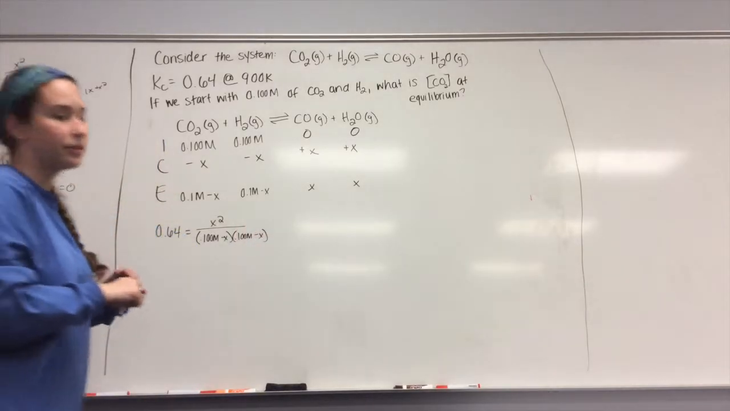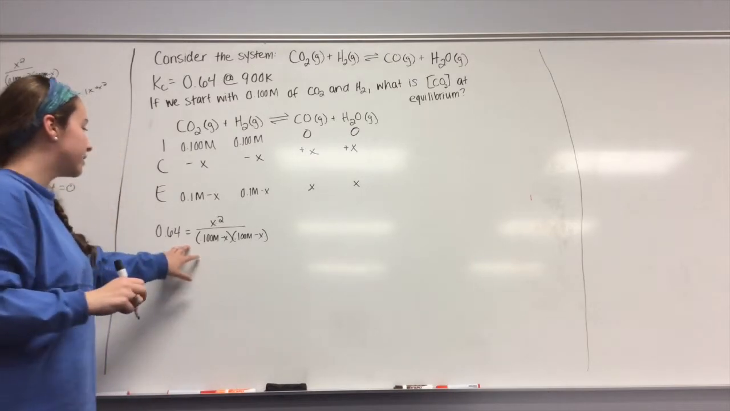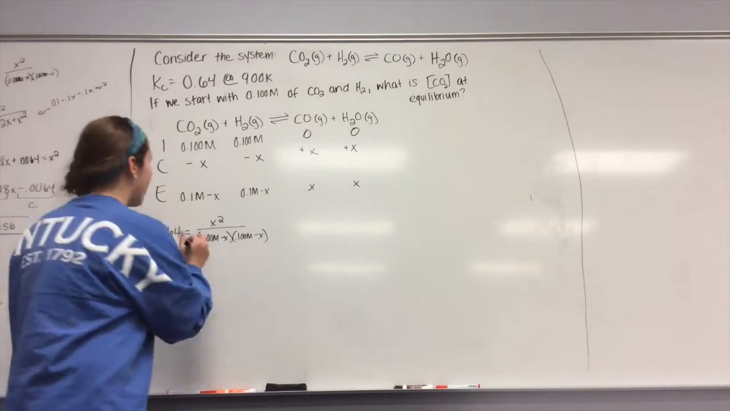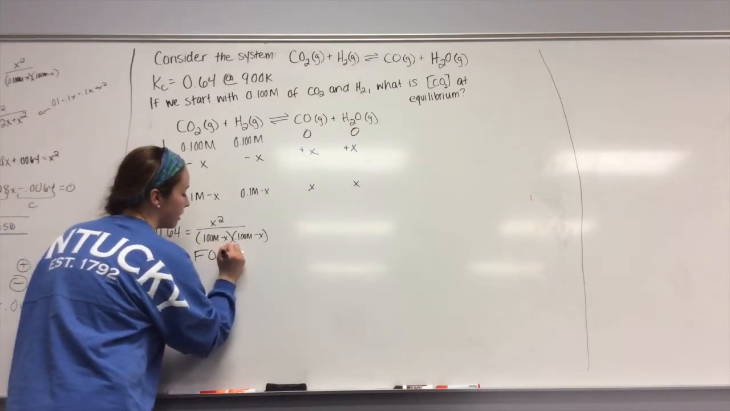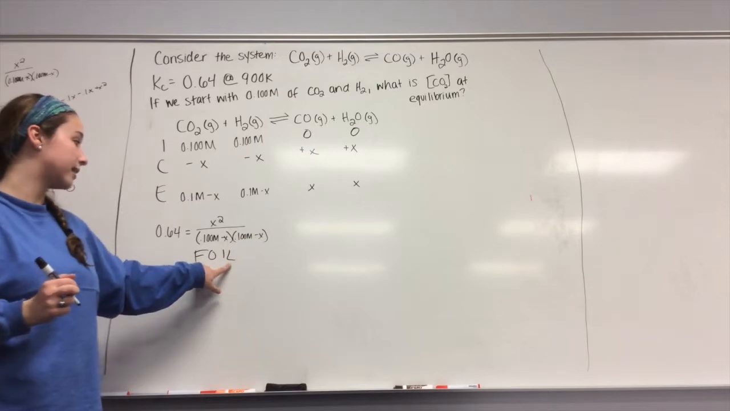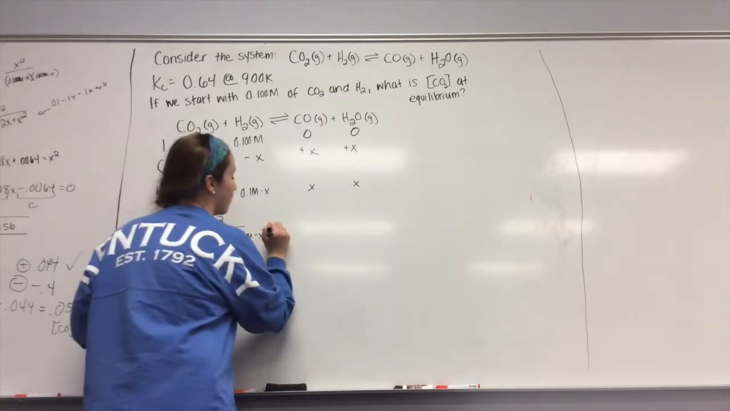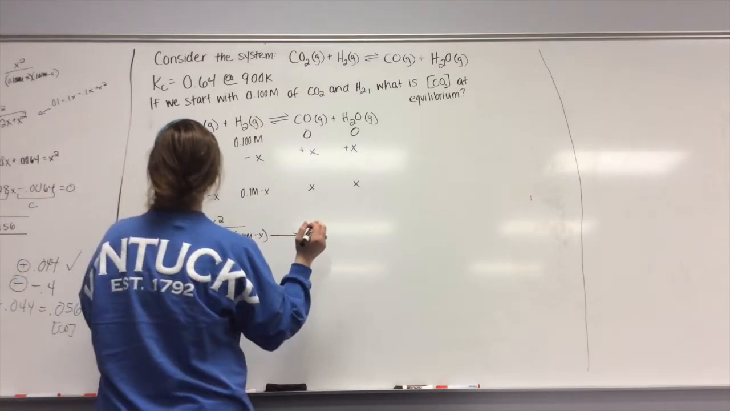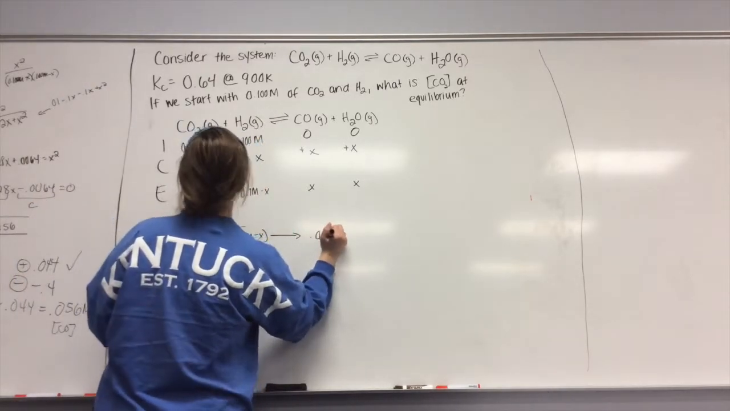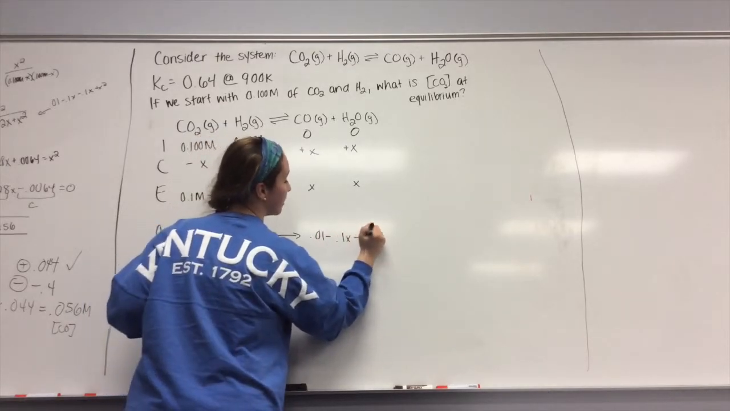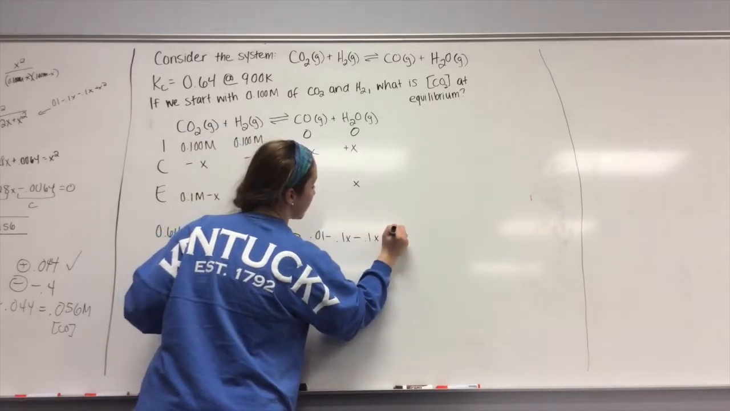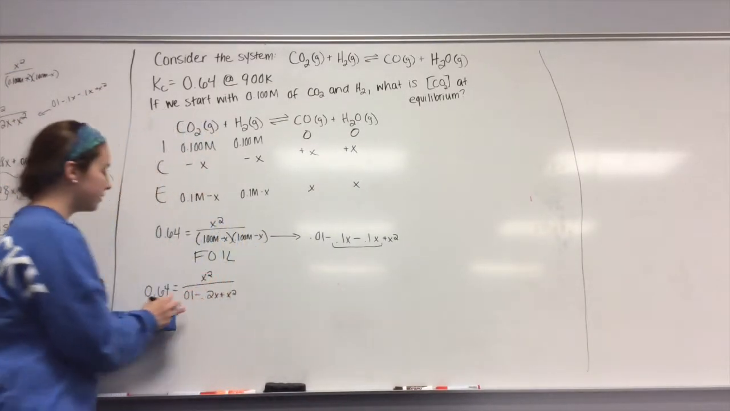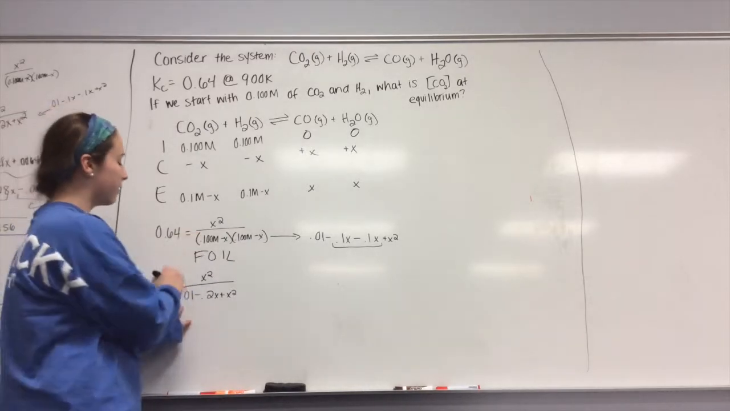And so our first step in simplifying this is FOILing our denominator here. And this is just basic algebra. FOIL stands for first, outer, inner, last. And so when we FOIL our denominator, we get 0.01 minus 0.1x minus 0.1x plus x squared. So after combining these like terms, this is the denominator we get, and we plug that back into our original fraction.